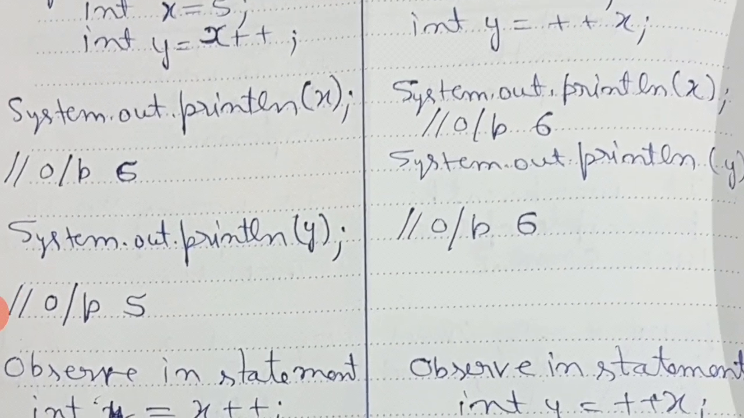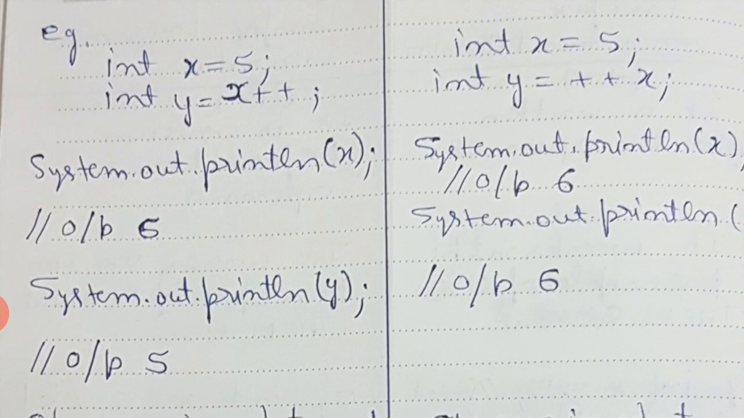Students, you see the first line, x equal to 5. X has been given the value 5, and then y has been assigned x plus plus semicolon. So this is the post increment operator with x. Then we print System.out.println, x is there, so it will print the value of x. Output is 6 because x has been incremented by 1.